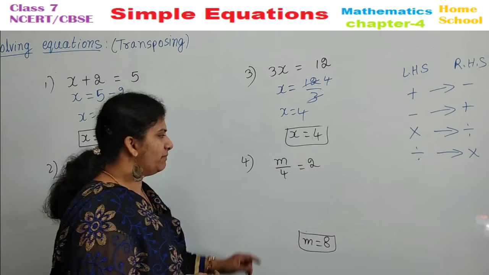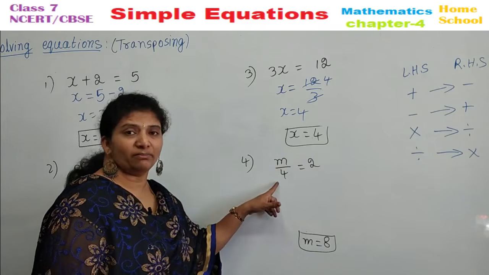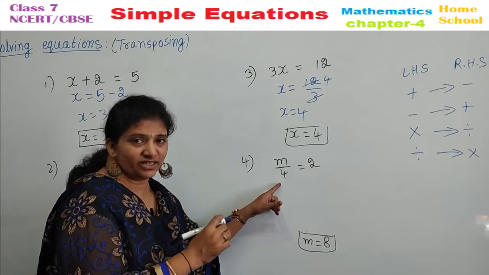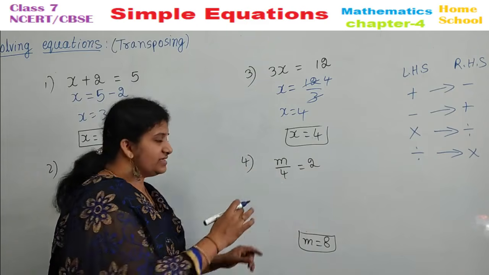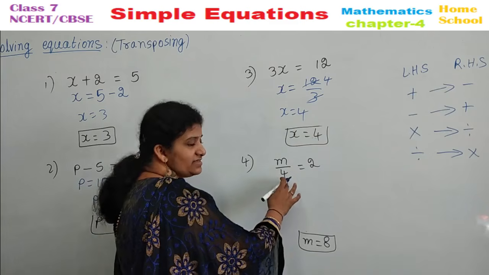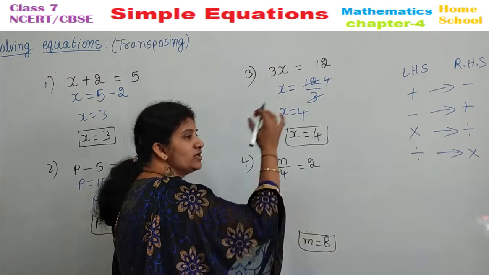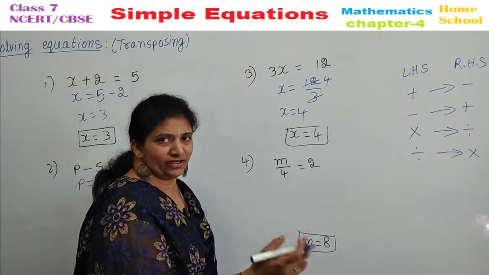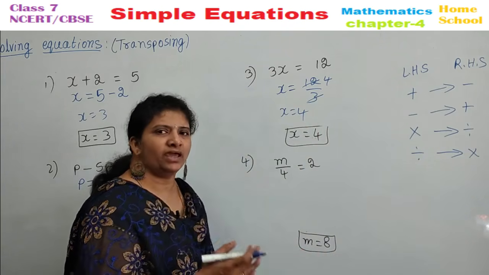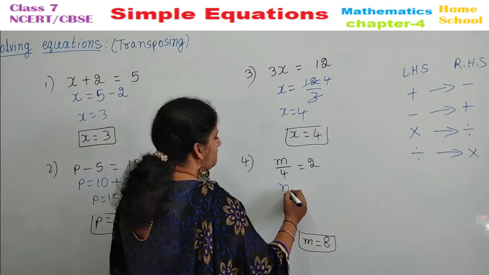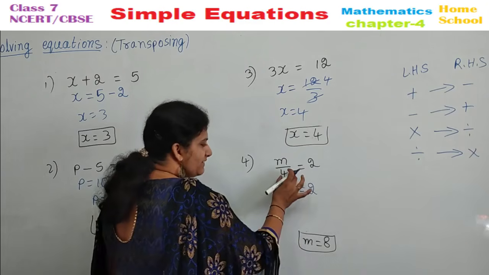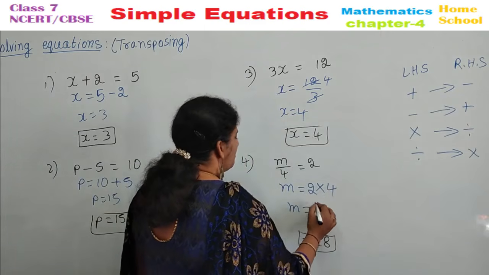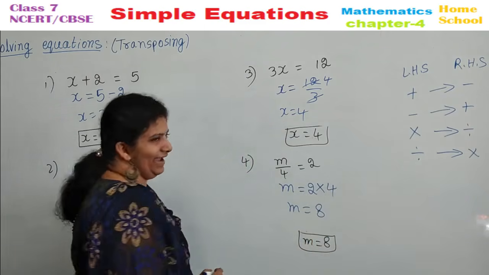See the last problem. Other than the variable, you have a number. Where is it? It is divided. This division value is called the divisor. This divisor, if it goes to the other side, the RHS or right hand side, if it is transposed, it will be multiplied. m is equal to 2. This divisor 4, if it goes to the other side, multiplied. m is equal to 2 fours are 8.